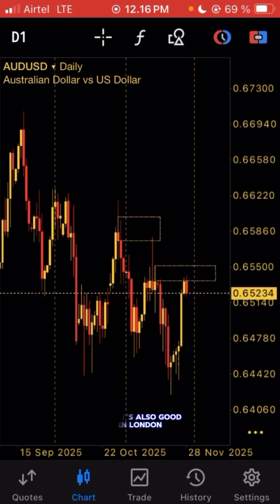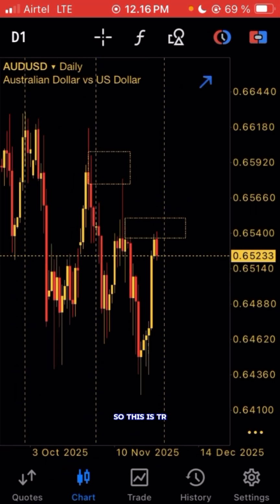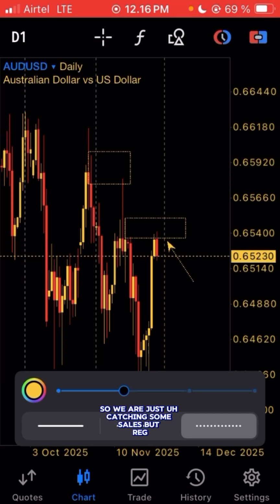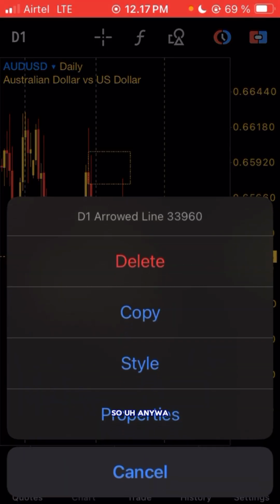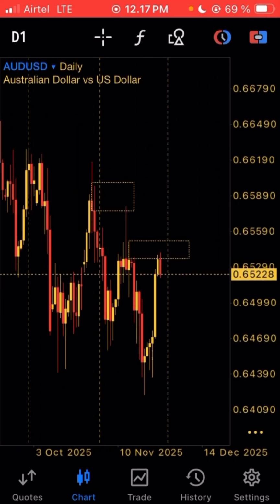Now, it's also good in London, it's good in New York, but remember, we have to be disciplined, we have to be specific. I actually did an analysis on this pair, so this is traded on the VIP, so we are just catching some sales, but regardless, that's enough for that. I'm just giving you guys a simple example. Now, the best time to actually trade AUD USD is the Asian session. Like I said, you can trade it during other sessions, but if you want to be specific, if you want the best from AUD USD, it is always during the Asian session.